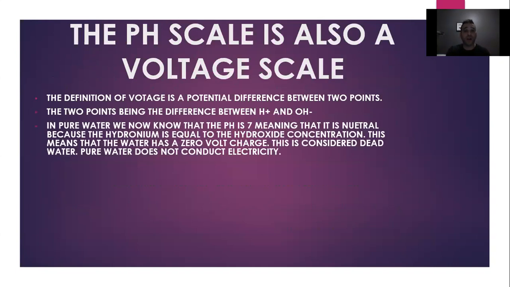In pure water, we now know that the pH is 7, meaning that it is neutral, because the hydronium is equal to the hydroxide concentration. This means that the water has a 0 volt charge. This is considered dead water. Pure water does not conduct electricity. Okay, so in pure water, your hydroniums equal your hydroxides. So the positives and the negatives are equal, so the voltage, the difference between the 2 points, would be 0 volts. Pure water does not conduct electricity.